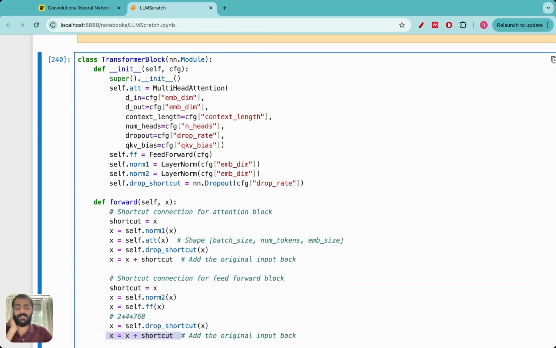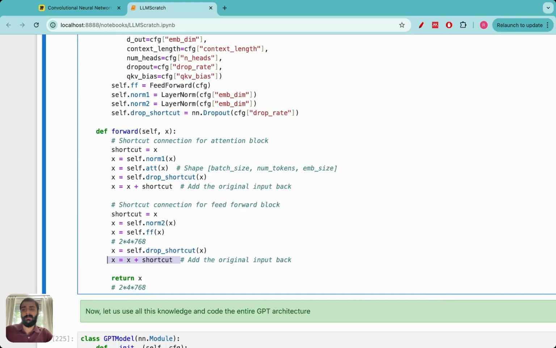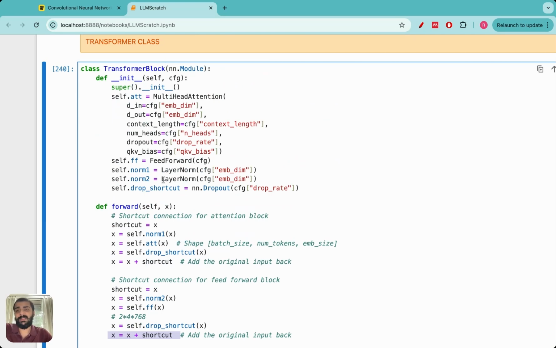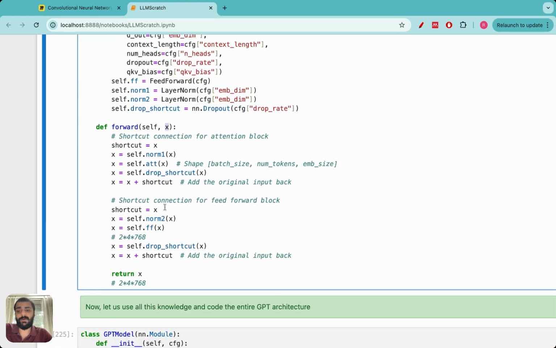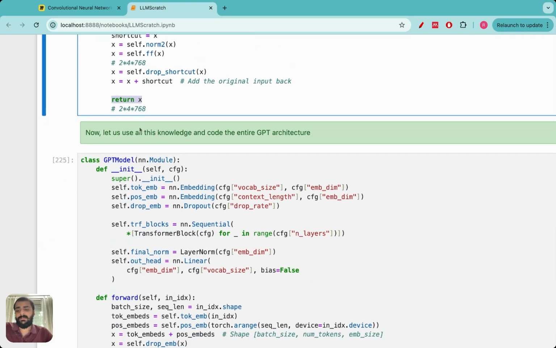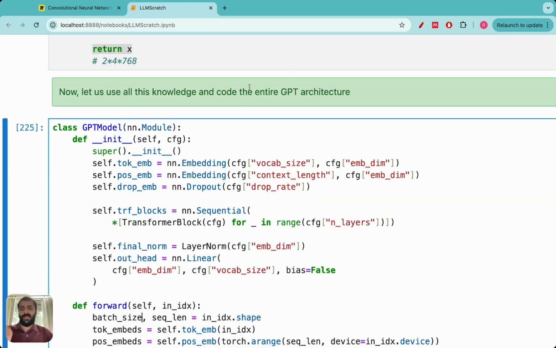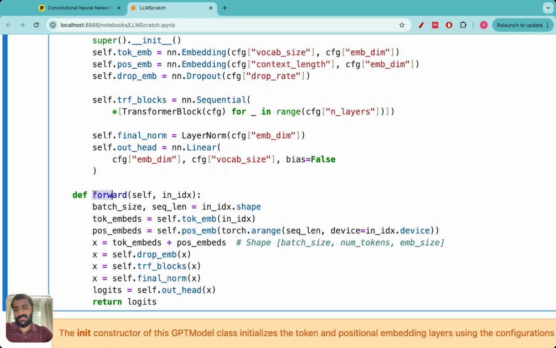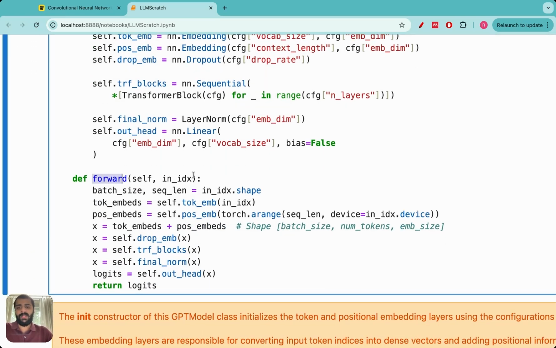The main point which we also recognized when we implemented the transformer block class is that the dimensions are preserved. The dimensions of the input to the transformer block are the same as the dimensions of the output from the transformer block. Awesome. Now we have all the knowledge, and now we are ready to code the entire GPT architecture. So first, let's look at the forward method, which takes in the input.